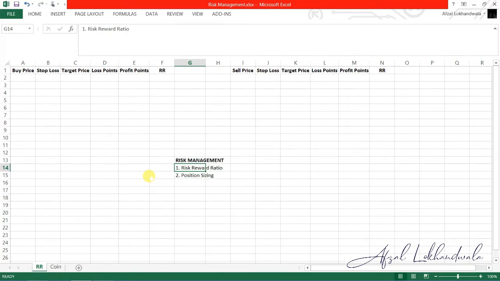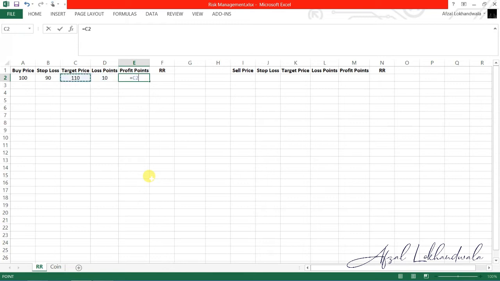Let us now start with risk reward ratio. To understand risk reward ratio, I will not be giving you any complicated definitions. Instead, we will understand with the help of an example. Let us say you buy a stock at 100, you place a stop loss at 90 and a target of 110. Now in this case, can you calculate the loss points? Yes, simply the loss points is the buy price minus stop loss. So 10 rupees is the loss points.